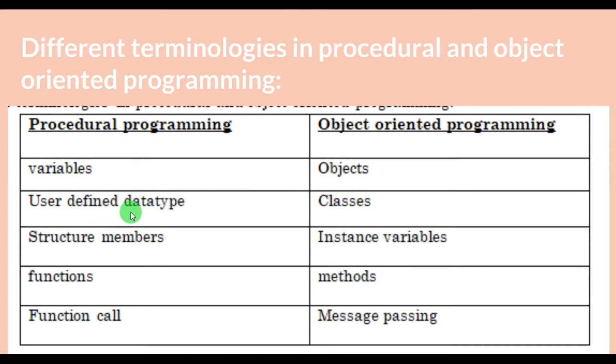Next is user defined data type. In procedural programming language, we used user defined data type as a term. In object oriented programming, we are going to use classes as the user defined data type. Next is structure members; here we say instance variables. Next term is functions. In object oriented programming, we are going to use the term methods. Function call: in object oriented programming, we are going to use message passing. So these are the terms that you have to remember.